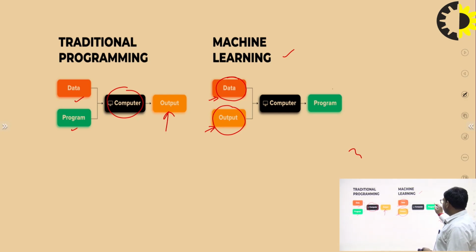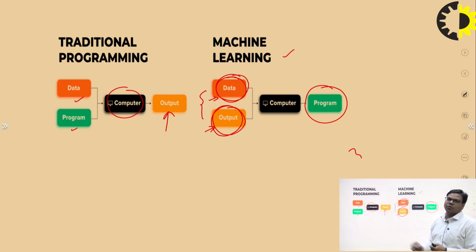So we need to figure out a program which can make a relationship between the data and the expected outcome, that is, how the outcome is influenced on the basis of the type of event or the type of data.